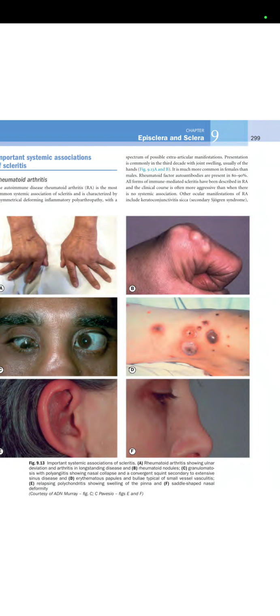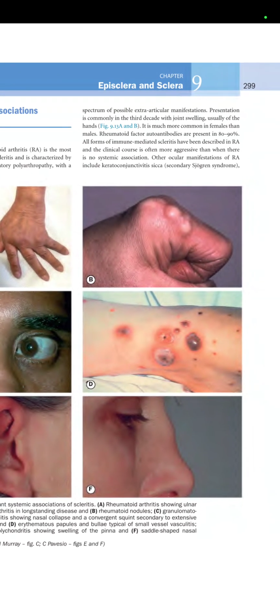It is much more common in females than males, so you will mostly see a female patient. Rheumatoid factor autoantibodies are present in 80 to 90%. All forms of immune mediated scleritis have been described in rheumatoid arthritis, and the clinical course is often more aggressive than when there is no systemic association.